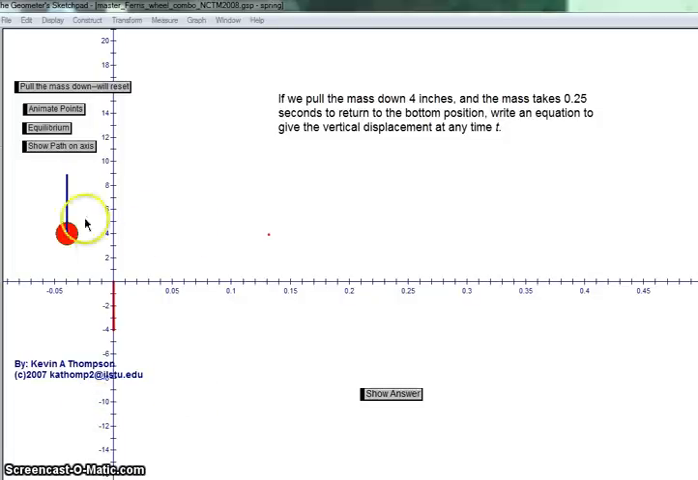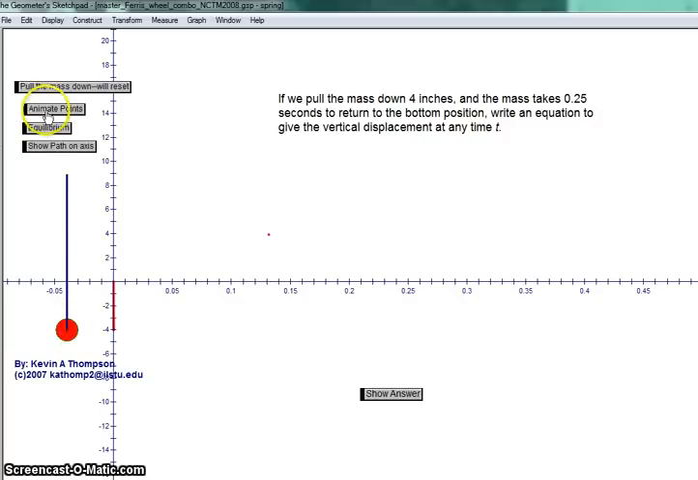Okay, in this demo we are going to be looking at a spring. So here we have a spring with a mass attached to it. It's a weight. Okay, so we're going to pull the mass down, and we're going to pull it down 4 inches. So we pulled it down 4 inches, so it's all the way down here.